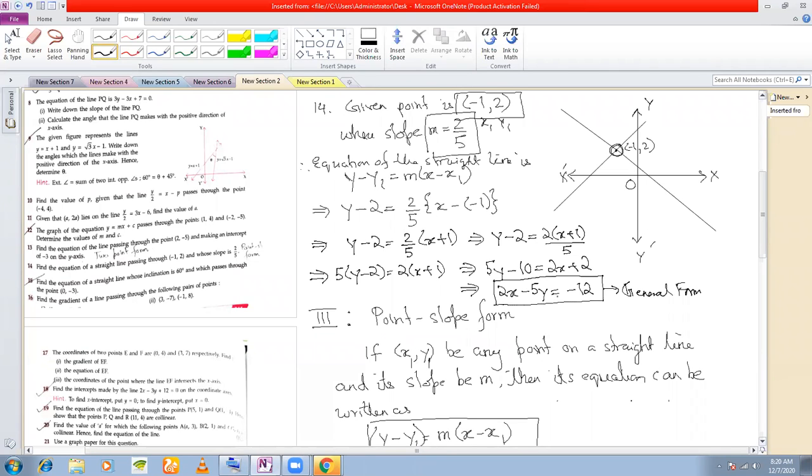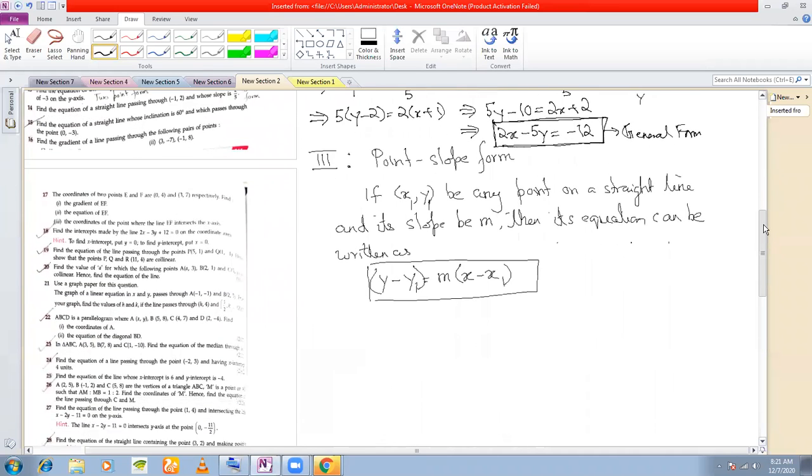But remember, whenever you are writing the equation of the straight line, you will write it in this form: x and y on one side and the constant on the other side, or everything on one side and 0 on the other side. I'll just show you after this. So this is how we use the point slope form.